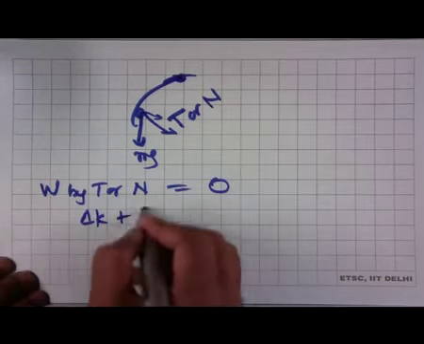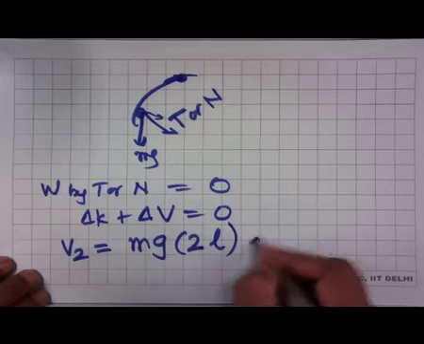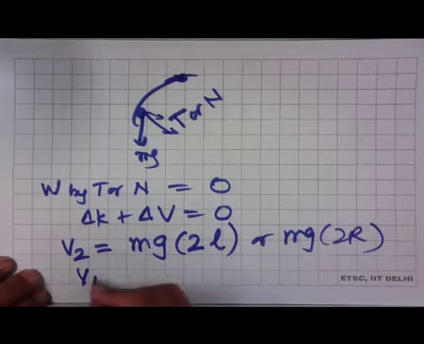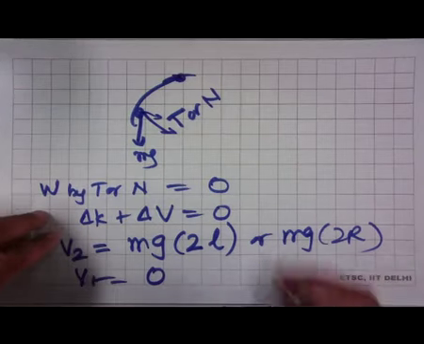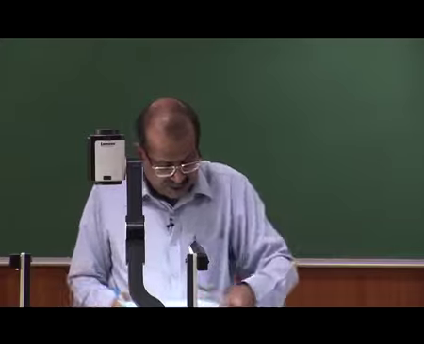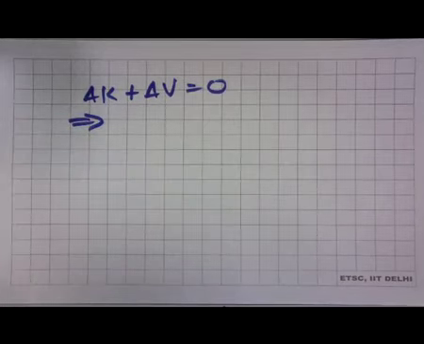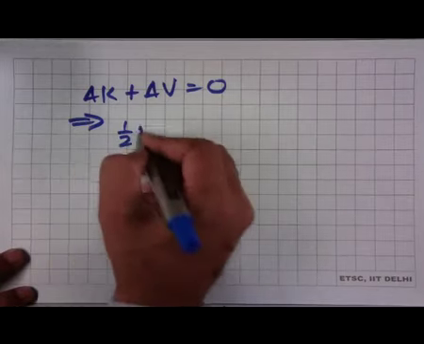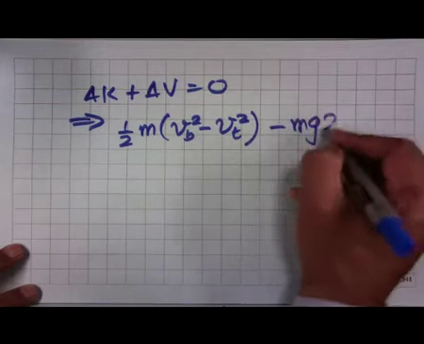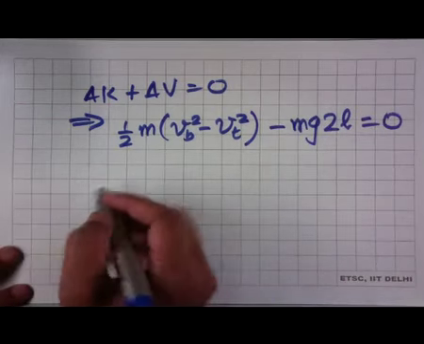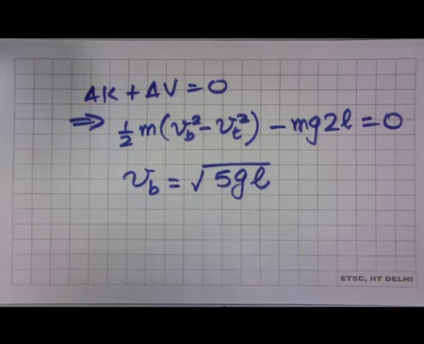So, delta K plus delta V is equal to 0. Then we have V2 is equal to mg times 2L or mg times 2R, and V1 is equal to 0. So, we have taken the datum as the bottom. So, with respect to that, the vertical height of the top point is 2R. So, this is what we have for V2 and V1, and delta K plus delta V is equal to 0. So, this gives us half m times (Vb square minus Vt square) minus mg times 2L is equal to 0. So, we get the velocity at the bottom. Simplify this, you will get it as equal to root of 5gL.